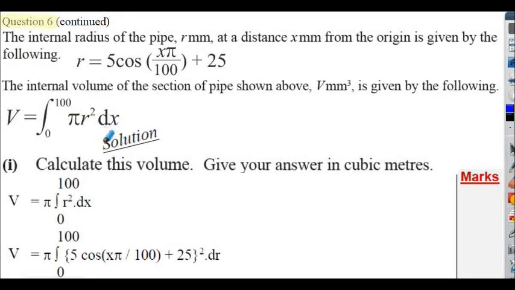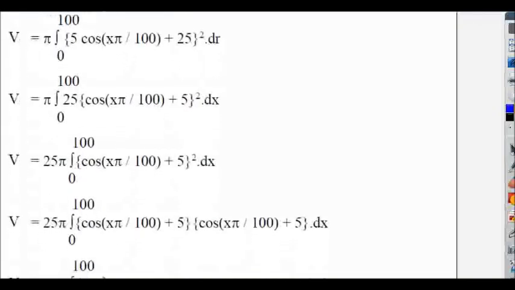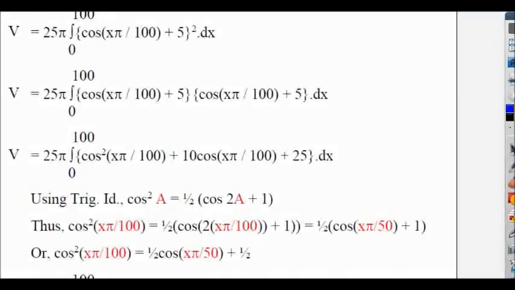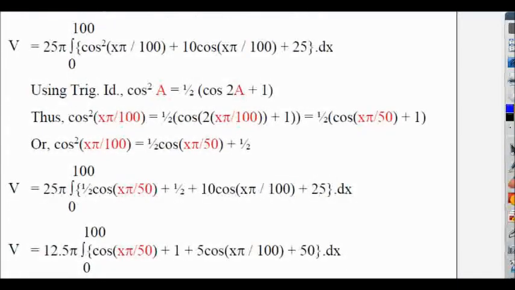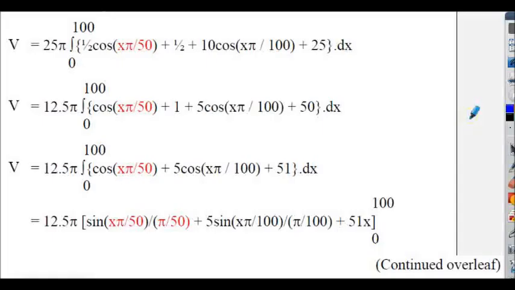Question 6, here's the solution. Very laboured solution here, but I hope you can follow it. So part 1, we're calculating the volume. I'll let you review the solution at your own pace. I said I've considerably laboured this solution. You don't need to show anything like this number of steps, but I'm just trying to help you hopefully understand the solution. We're now going to insert the limits on the next slide.